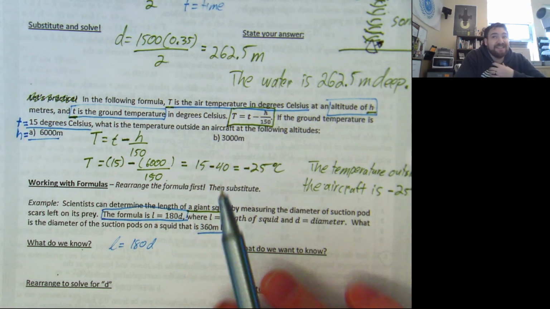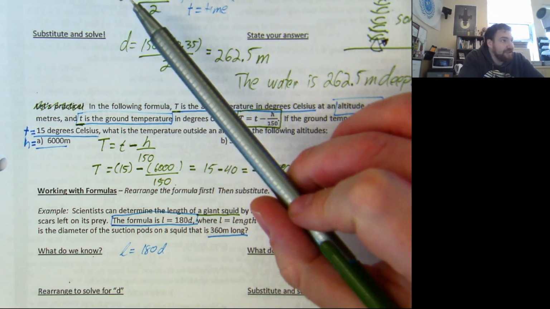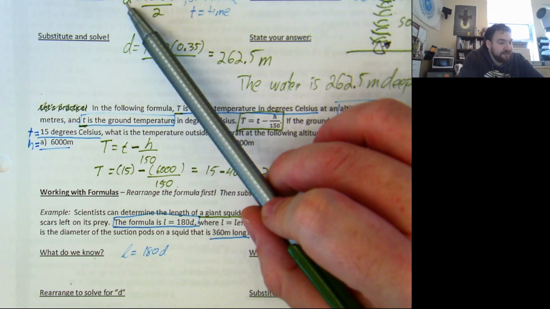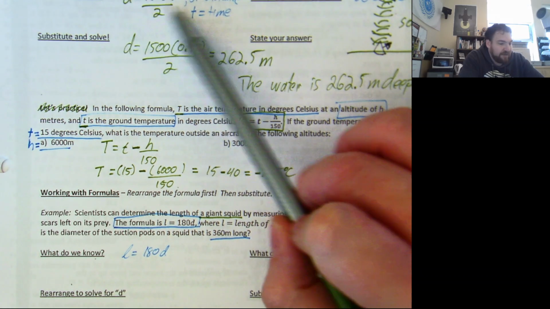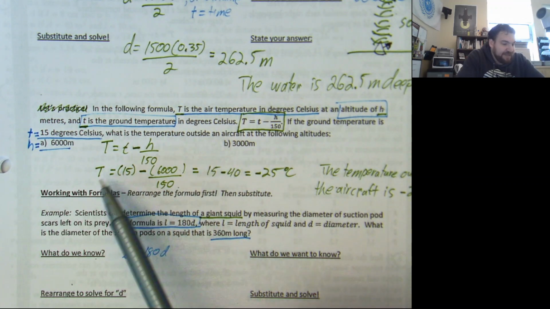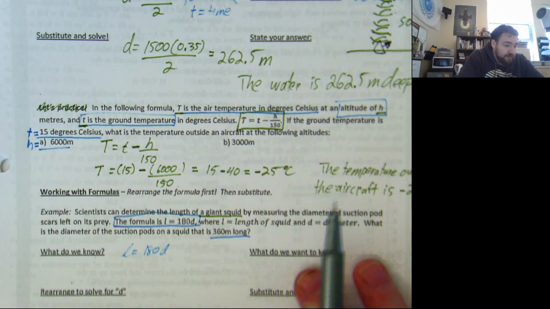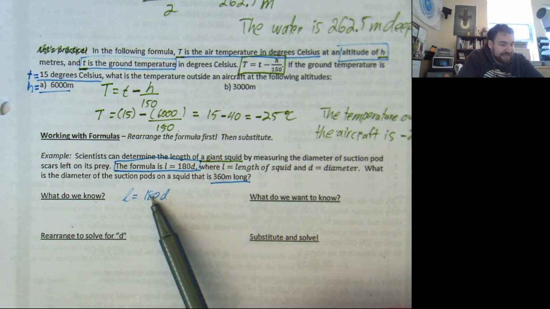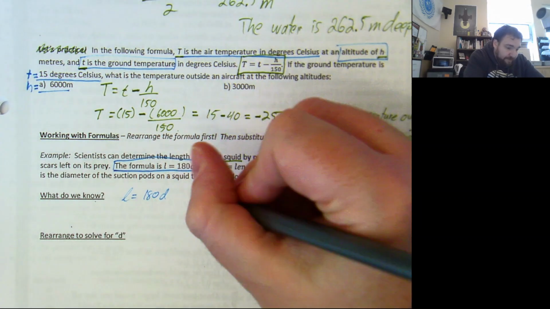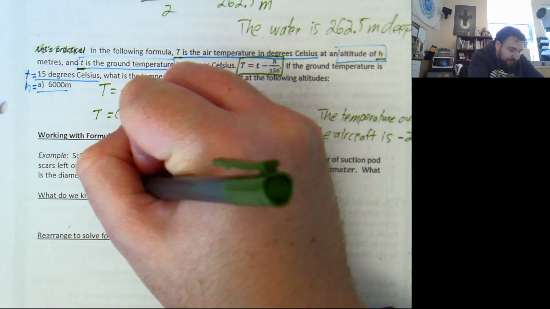So the reason I tossed this example up here is in the first two questions, both of the formulas were already solved for the thing we were looking for. In the first one, we wanted distance, and we were told that D equals blah. In the second one, we wanted temperature outside the aircraft, and we were told temperature outside the aircraft equals blah. This one, we're told that the length equals 180 times D, and we're given the length. L equals 360. This thing is going to get substituted over here.